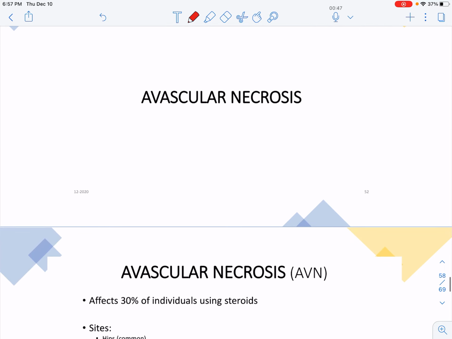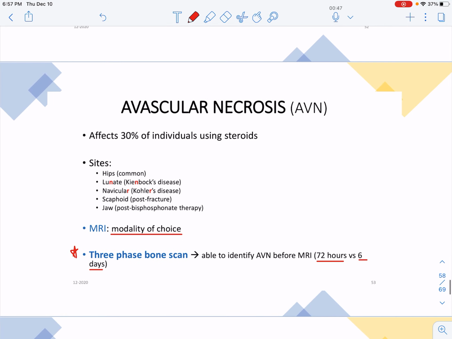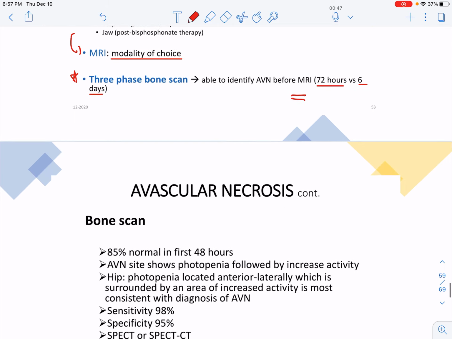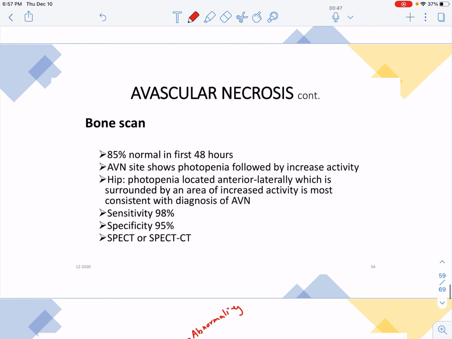Avascular necrosis. So actually the modality of choice is MRI, but in 3-phase bone scan, we can detect it earlier. Like we can detect it in just 27 hours versus MRI, which can detect it in 6 days. So it needs to be progressed for the MRI to detect it. But in 3-phase bone scan, in just 27 hours, we can detect it. And this is avascular necrosis.